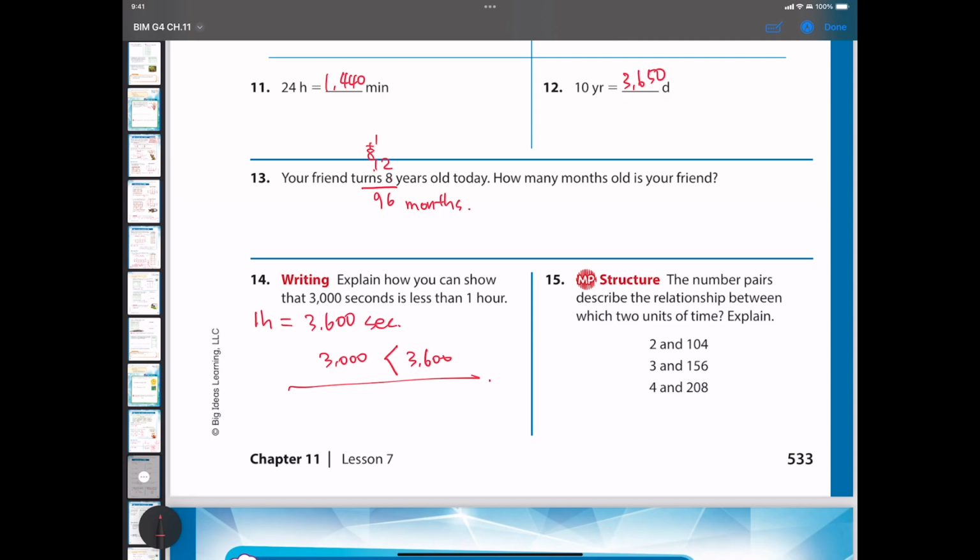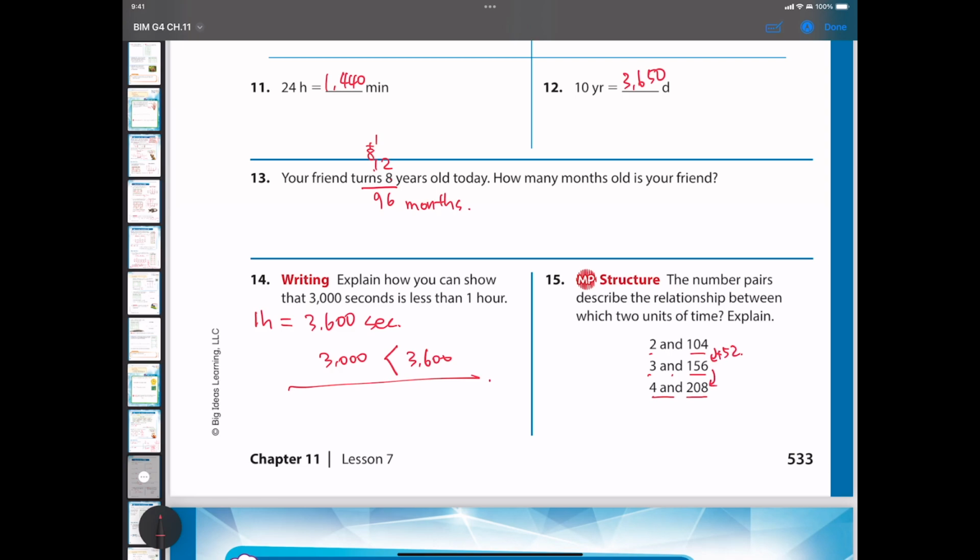All right, number 15. The number pairs describe the relationship between which 2 units of time? Explain. 2 and 104, 3 and 156, 4 and 208. What's the pattern? Let's find out the pattern. What's the difference here first? This is 52. What about from here to 2?